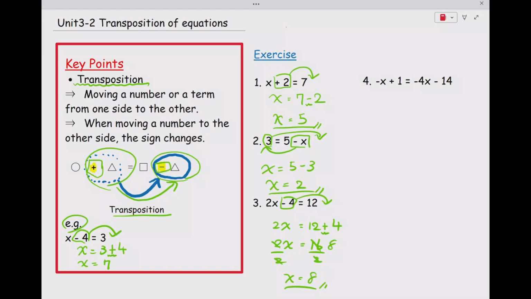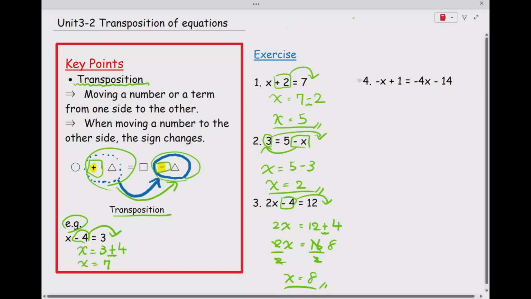Question number 4. Minus x plus 1 equals minus 4x minus 14. First, let's move the terms in the way so that we collect the letter terms on one side and the number-only terms on the other side.